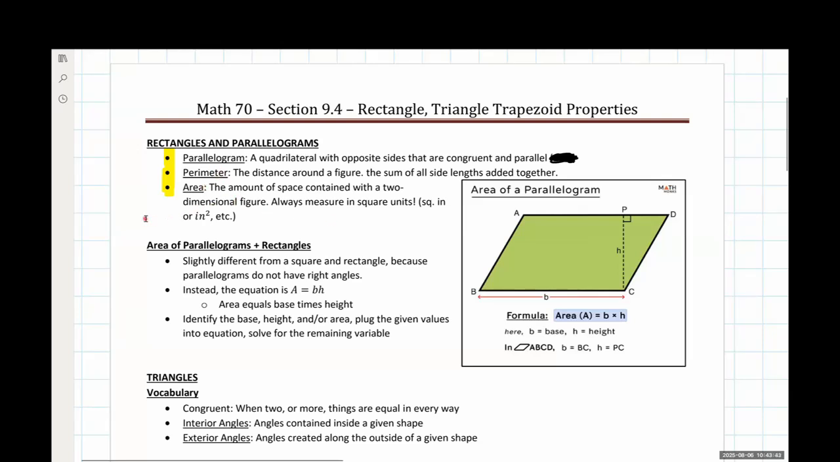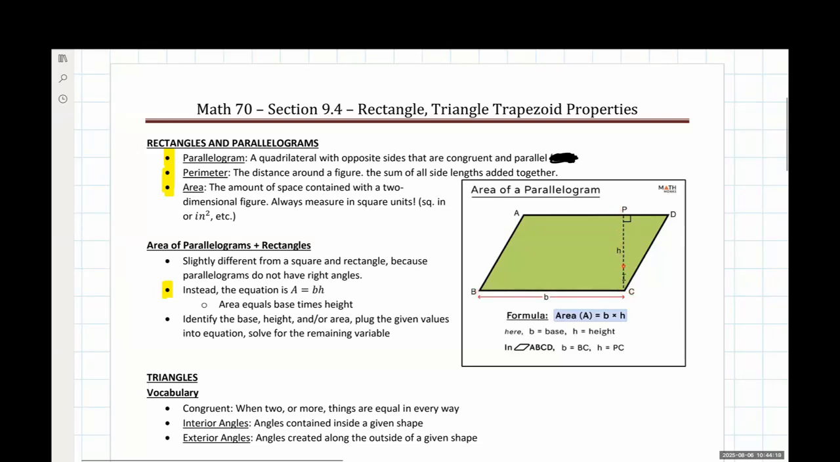Now, as we're diving into the actual parallelograms and rectangles, the main thing we need to note is that we have one main equation that we are using, and that is that the area is equal to the base times the height. This is also sometimes written with rectangles as the length times the width. So the formula can change slightly based on the textbook you're looking at or the Google search that you're doing.